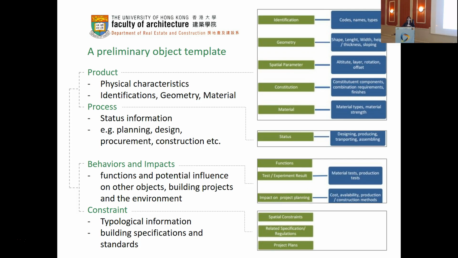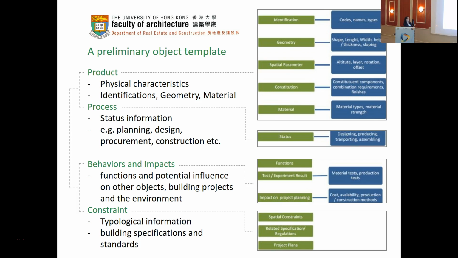Basically, there are 4 types of BIM parameters. The product information, the process information, the behavior and impacts, and constraints. So the product information describes the physical characteristics of a BIM object, such as the identification, the geometry, the material information. And the process information is actually the status of this BIM object in the process. So kind of like the information in the planning, design, procurement, and construction phases.